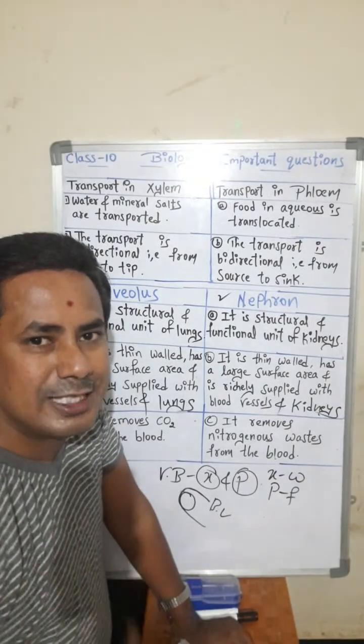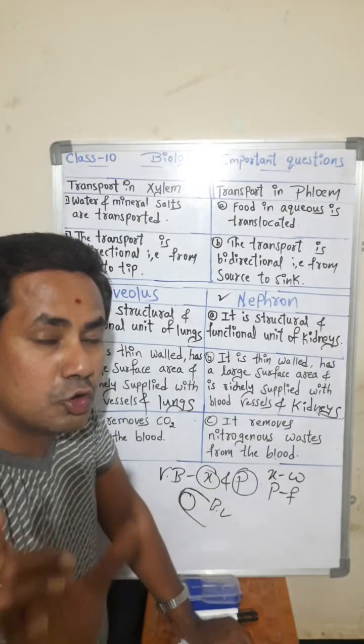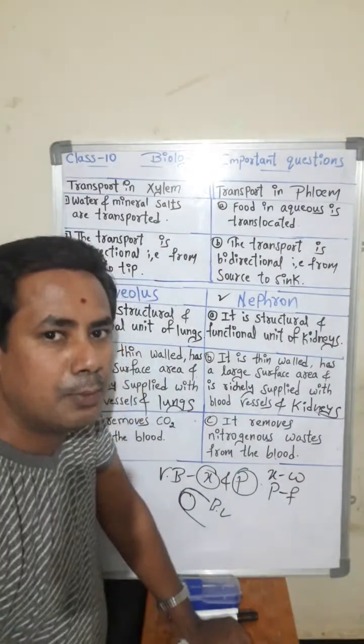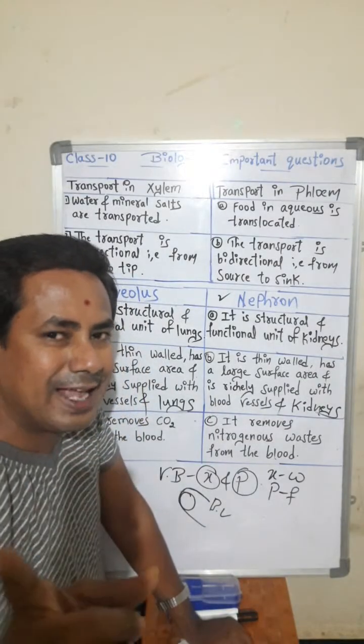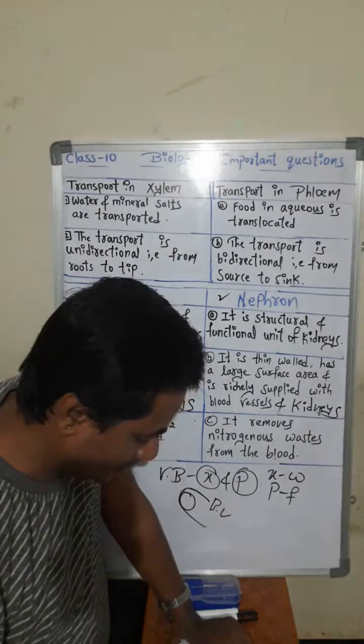So alcohol is prepared how? By using yeast in anaerobic respiration. And lactic acid is also an end product, students. You have to remember it is not given in the book. Lactic acid in muscle cells is also an example of anaerobic respiration.